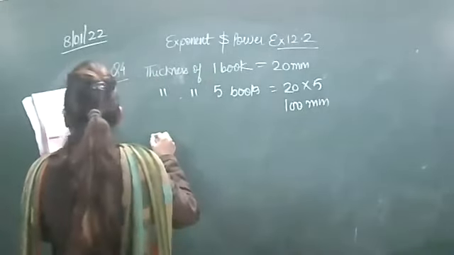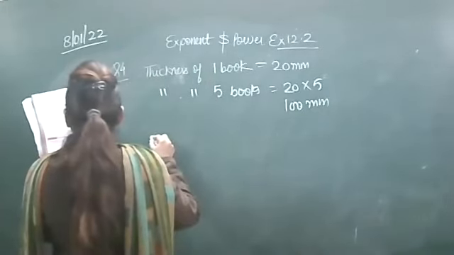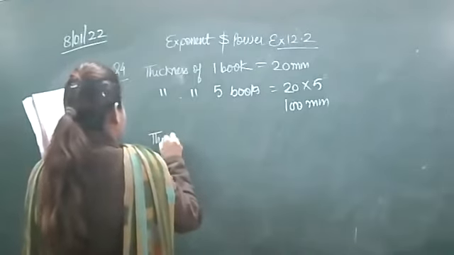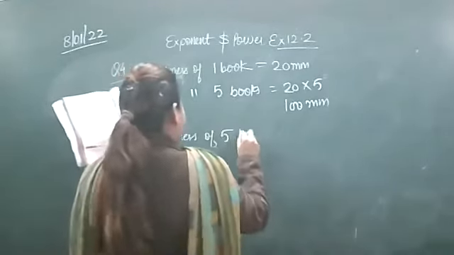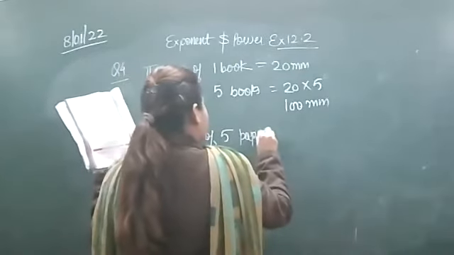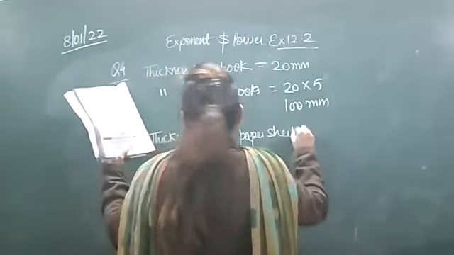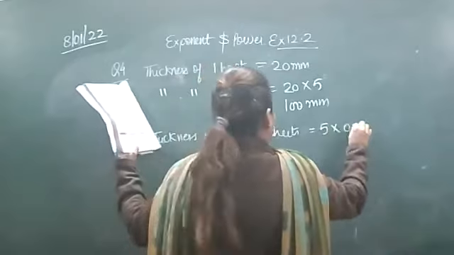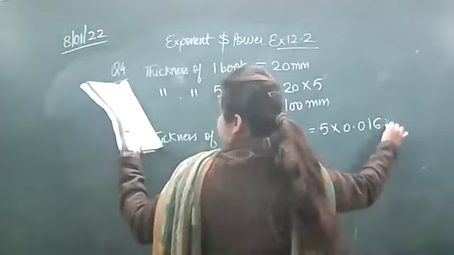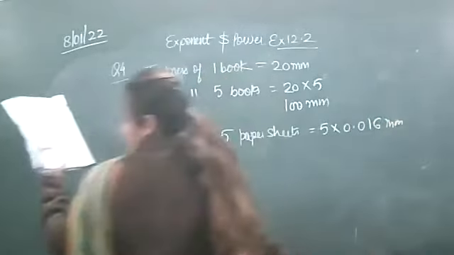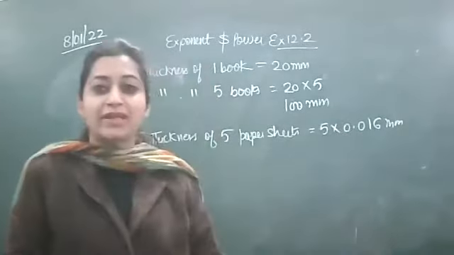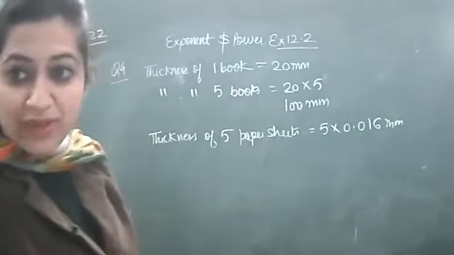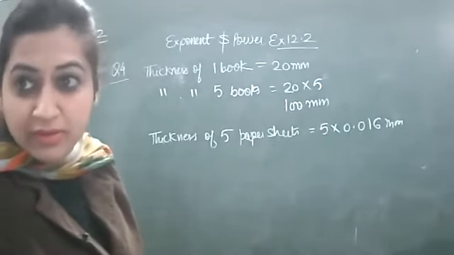Next is thickness of 5 paper sheets, 5 into 0.016 millimeter. The thickness of one sheet is this much. So you have to find the thickness of 5 sheets. So that's why you will multiply it.